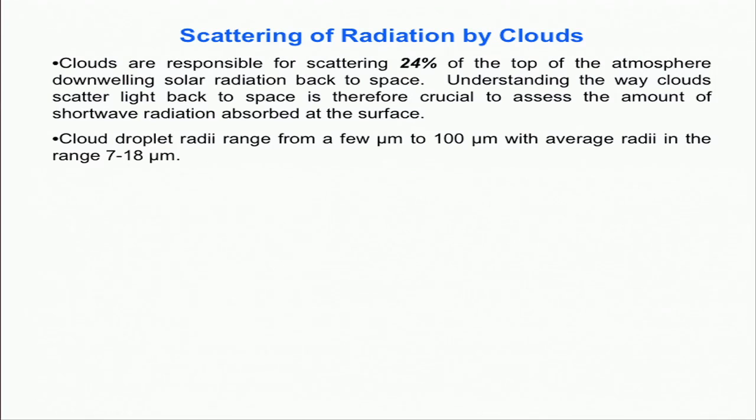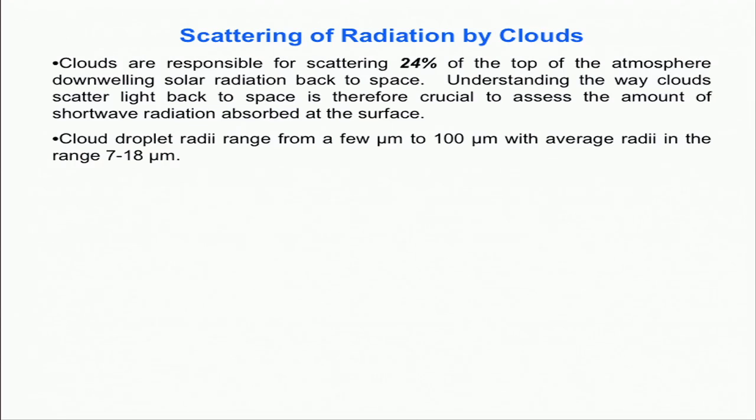Now, if you actually go into a real cloud and measure the number and size of individual cloud droplets, which is what we do, you'll see that they tend to vary from, say, a few microns up to maybe 100 microns, typically. The average radius is around about 7 to 18 microns. In some textbooks, you'll see they use diameters instead. So 1 to 50 microns is fairly typical of a diameter, but they can exist up to much larger sizes, up to 100 microns in diameter, and those are what we call drizzle droplets.